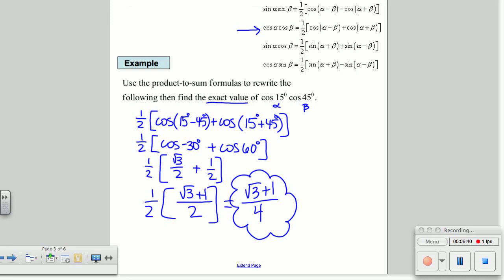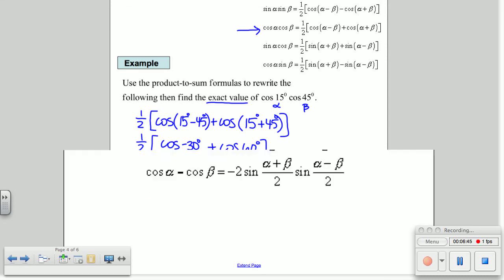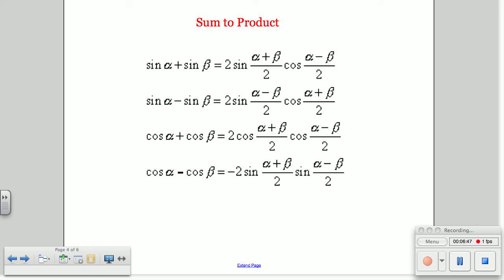All right, now we're going to do the same thing, only we're going to go the other way. We're going to take a sum and write it as a product. So now we're going sum to product. So notice now, again, two different angles. We're taking sine of an angle plus sine of a different angle, or cosine of an angle minus cosine of a different angle. Notice we're starting with a sum or a difference, two trig functions being added or subtracted. And that's when we know to use these formulas.